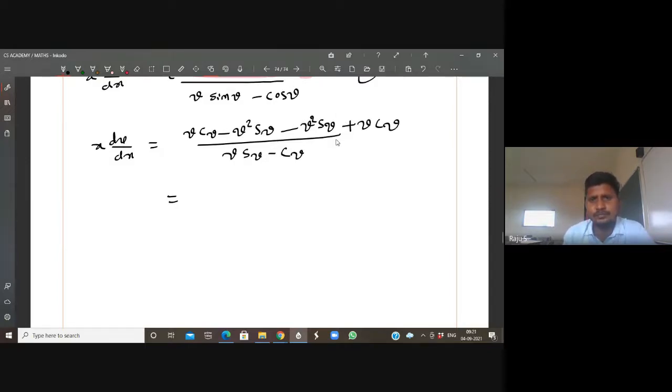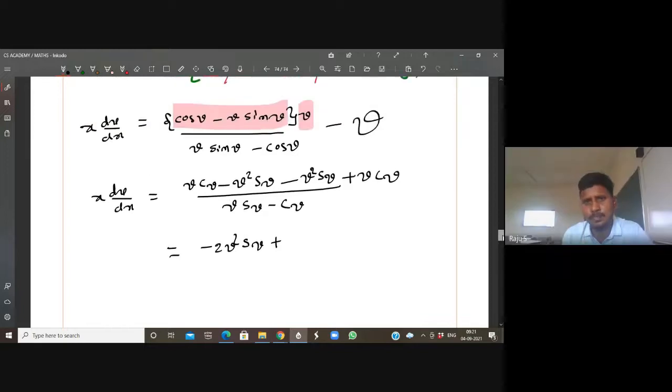Now, what shall I do here? 2v, 2v sin v. So, 2v is common. Then 2v common, this is cos v minus v sin v. Otherwise, when you take here, you can write here minus 2v square.